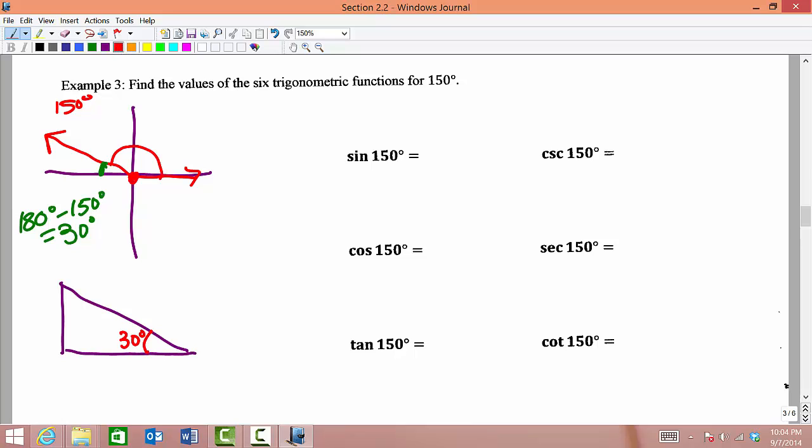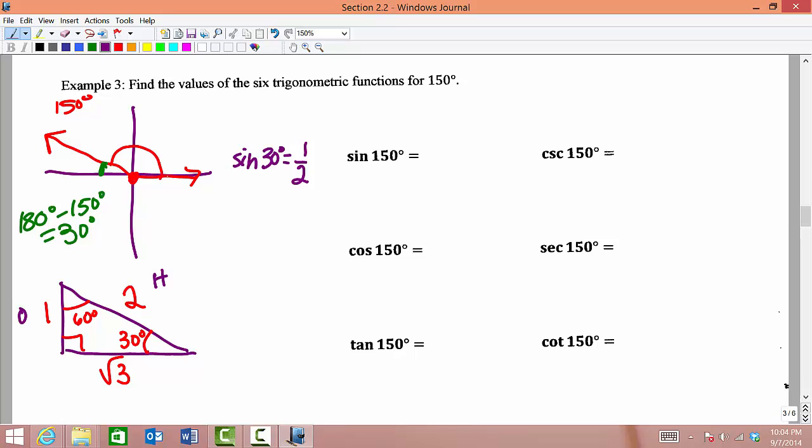Now, if I know what my reference angle is, I can actually use my special triangle. 30, that's going to be 1. Here's our 90, we'll have 2, and here's our 60 degree angle. That's of course the square root of 3. So if I know my reference angle, I can find sine of 30 degrees. Sine of 30 degrees would be opposite over hypotenuse, that would be 1/2.